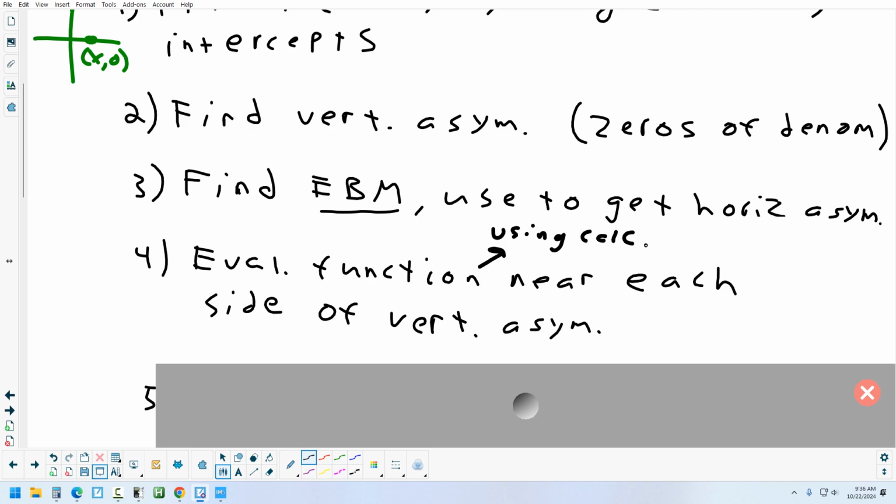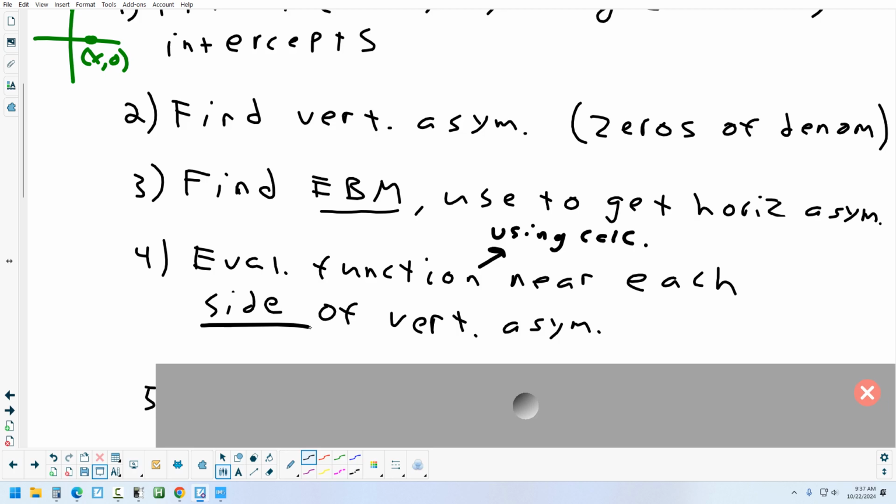But when I say near 2, I mean let's look at the graph when x is like 1.99. That's pretty close to 2. And let's look at the graph a little bit bigger than 2. 2.001. So when you check what's happening at an asymptote, you have to check both sides. Right? So if 5 was an asymptote, I would check like 4.99. That's just before it. And I'd check like 5.01. That's just after it. And we're going to see what happens.